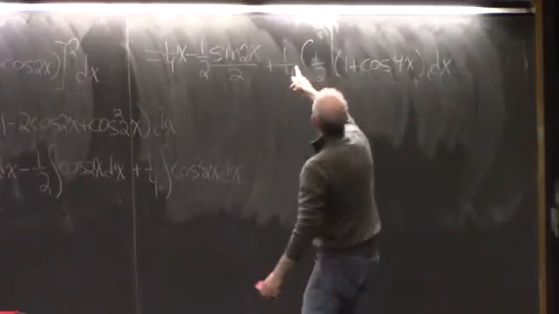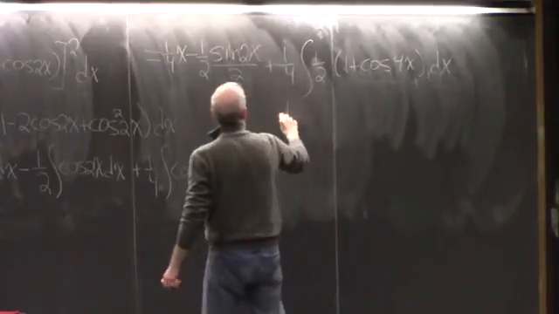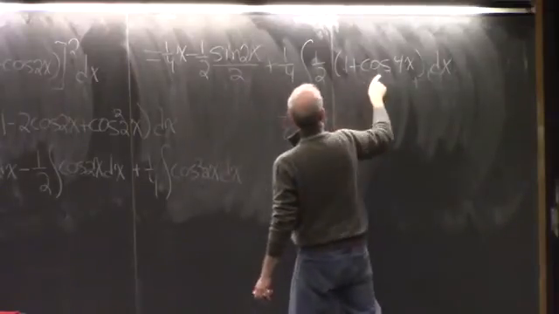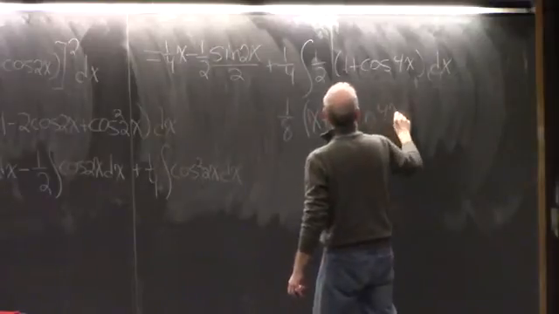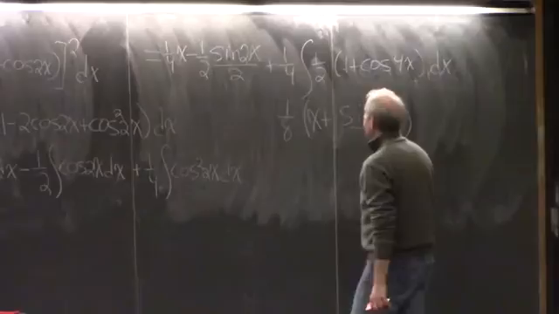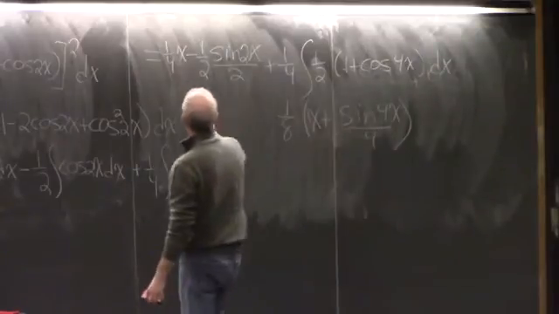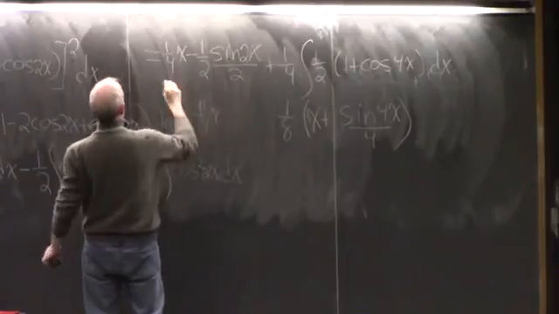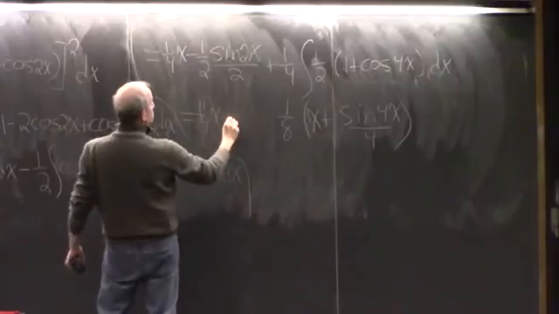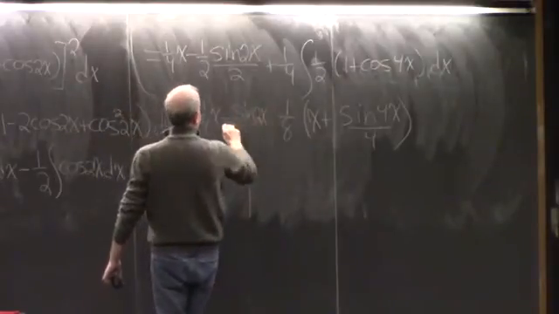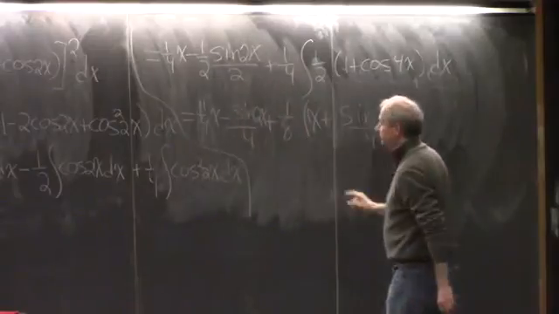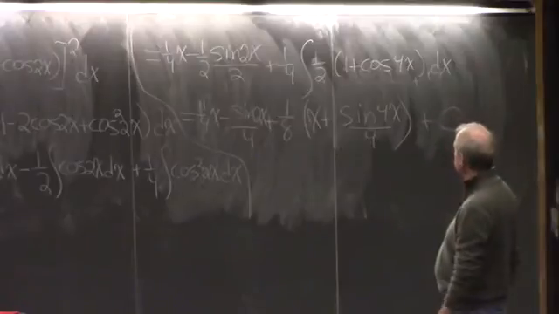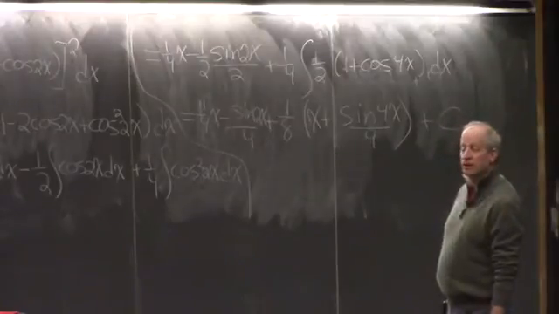All right, so let's pull that quarter out. So that's going to be 1/8. The integral of 1 is x. The integral of cosine 4x is sine 4x over 4. So we've got a quarter x minus sine 2x over 4 plus that, plus c. Don't forget the plus c. Okay? How do we feel about this one? Yes?